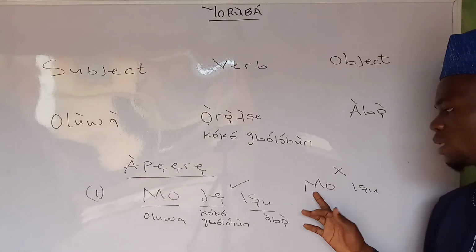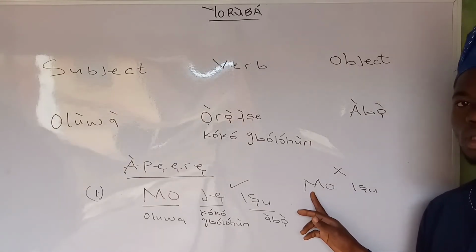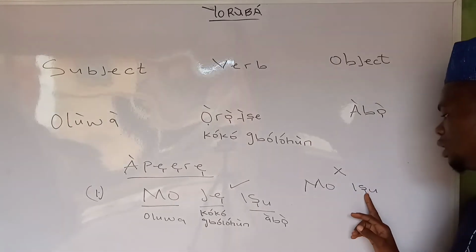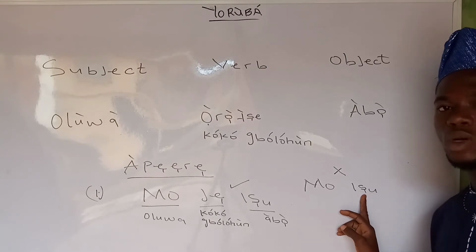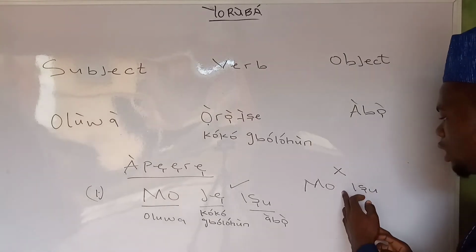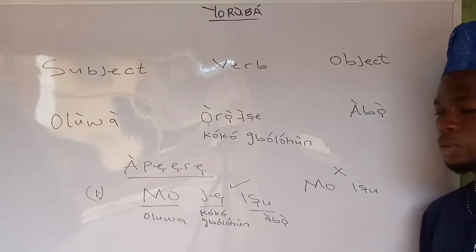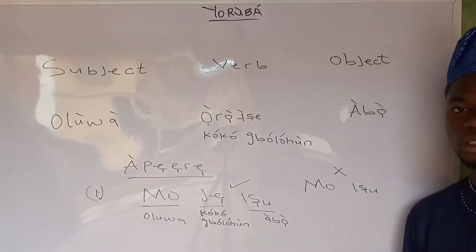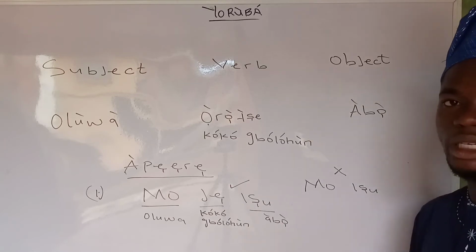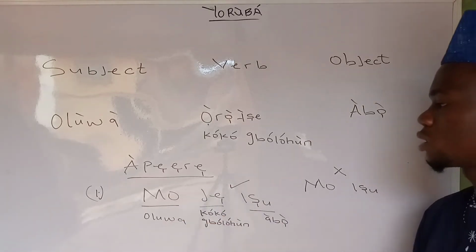This is the subject, which we refer to as what? As Olùwà. And this is the object, which we refer to as what? As àbọ̀. Here, we have a blank space, which is meant for what? The verb. Without us having a verb in this sentence, the sentence is not what? It is not meaningful.